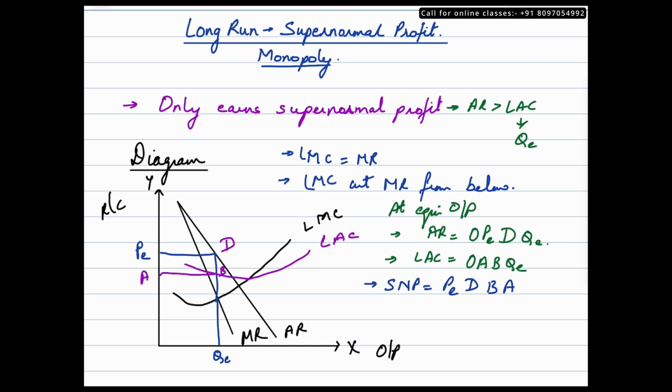Alright, whenever you are naming these areas, please ensure that you follow a circular motion. You cannot name the area like this, P, E, B, D, A. That doesn't look like the area. So, either you can go in this direction, P, E, A, B, D, or like this, P, E, D, B, A. That would make your presentation a little better. So, this is how a monopolist would earn supernormal profits in the long run.